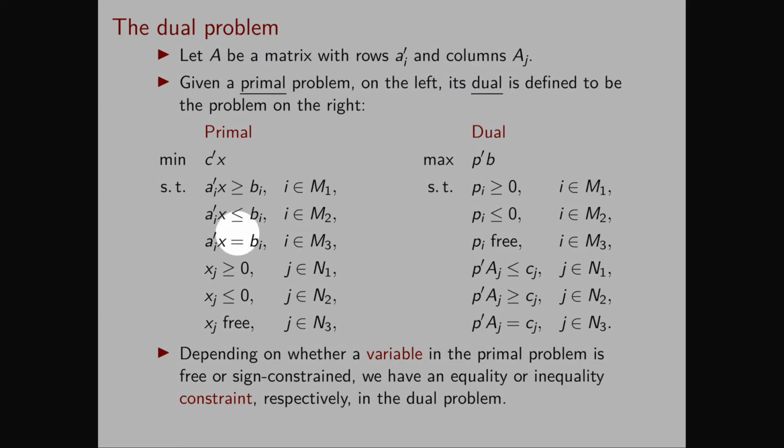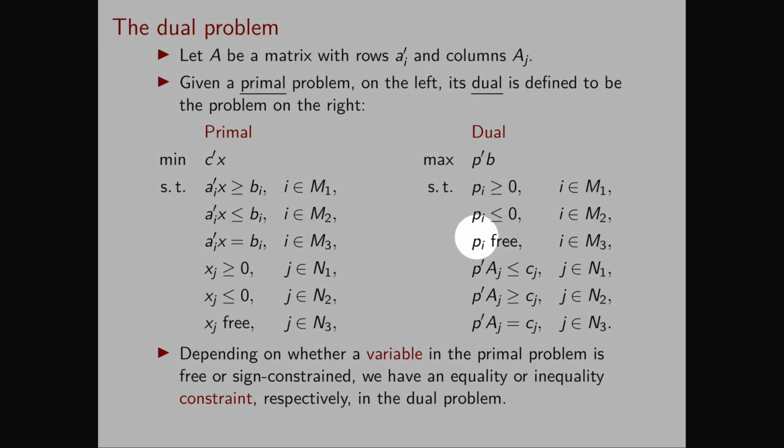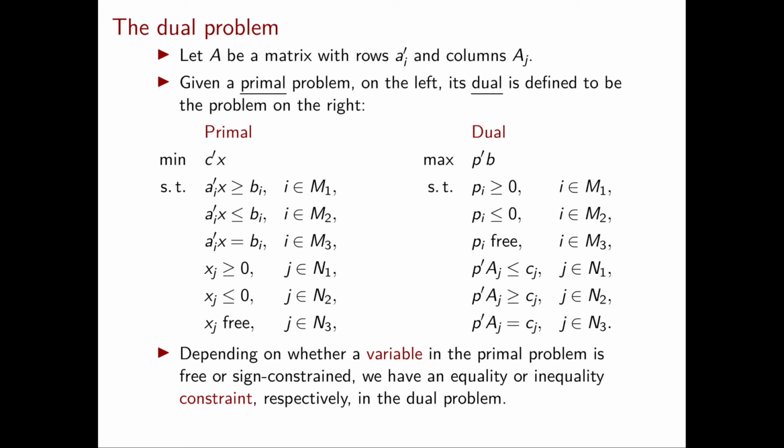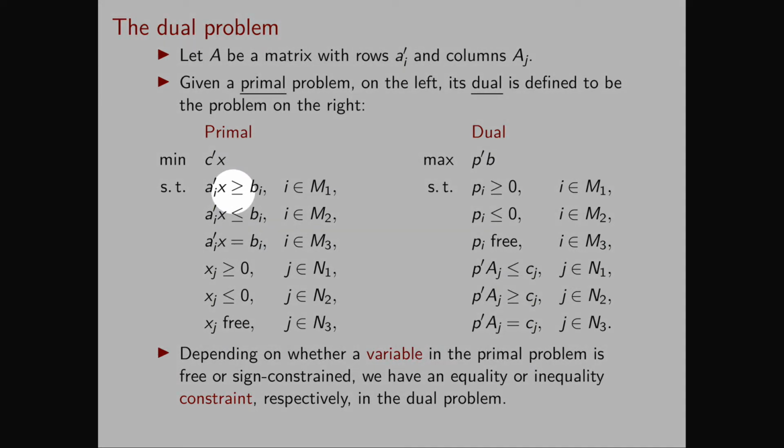for every constraint of the primal problem that is not a signed constraint on a variable, in the dual, we introduce a corresponding variable. The sign constraint on this dual variable is determined by the type of original constraint that we had in the primal. If the inequality constraint was of the form greater than or equal to, then in the dual we have a non-negative variable. If the constraint is of the form less than or equal to, then in the dual we have a non-positive variable, and if the primal constraint was an equality constraint, then the dual variable is free.